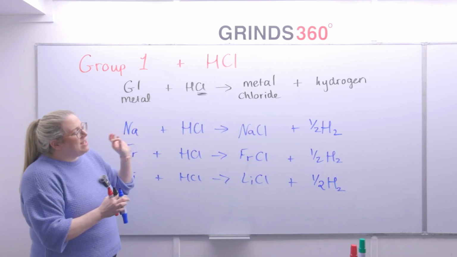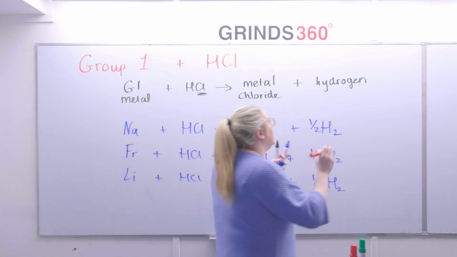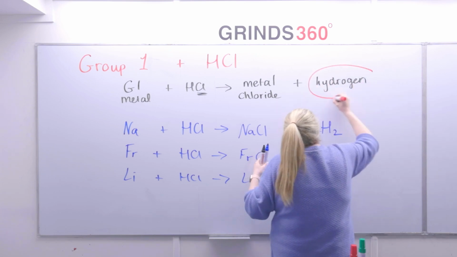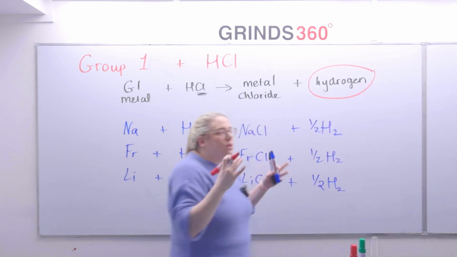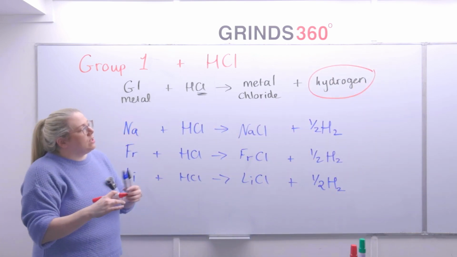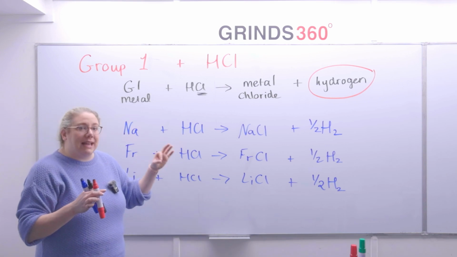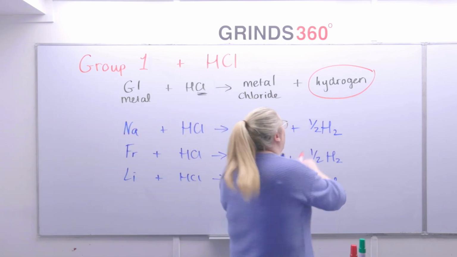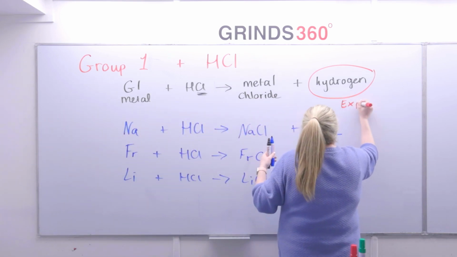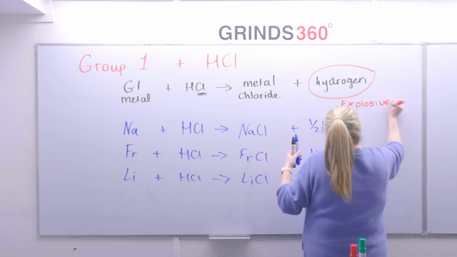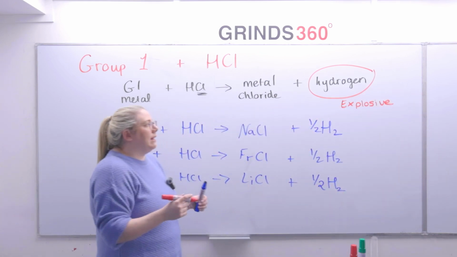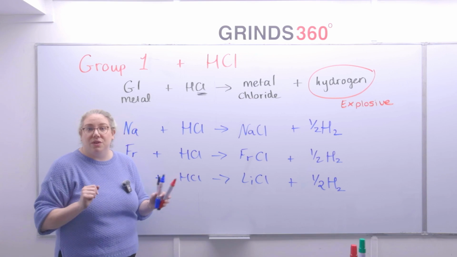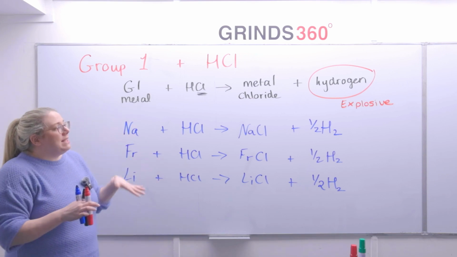This reaction should never be carried out in the lab because it's so vigorous. You produce hydrogen gas so rapidly that it actually will explode the container that it's in. This is a very explosive reaction. So in your notes, highlight the word explosive. And that's why we shouldn't carry it out in the lab, because it's going to explode the container that you've done the reaction in. Right, that's it for the group 1s.